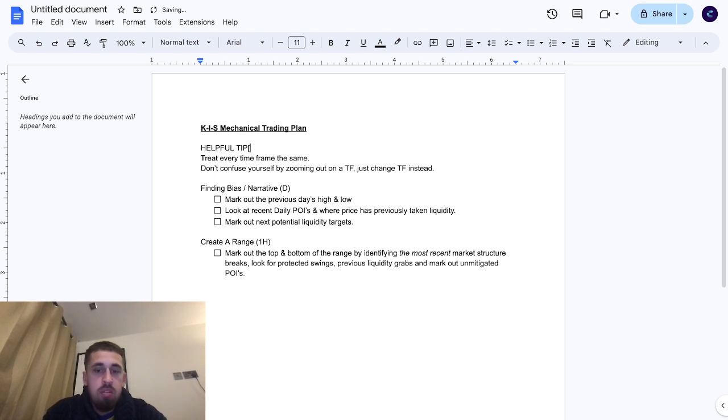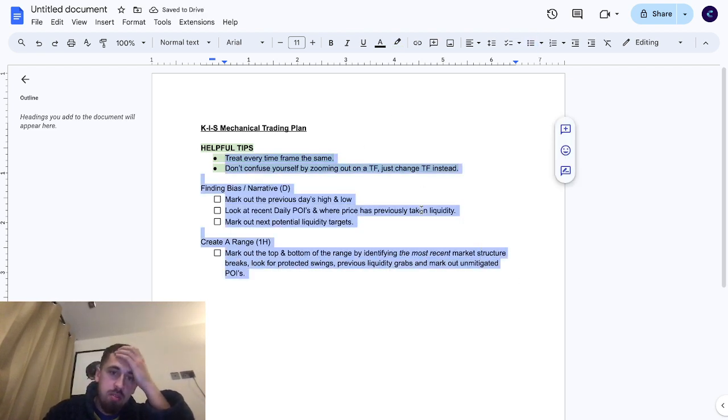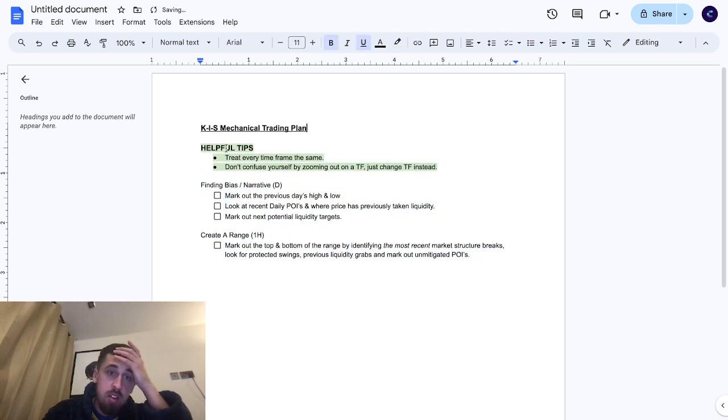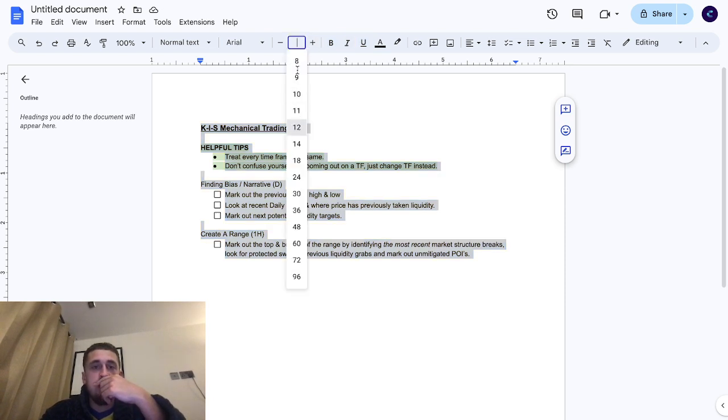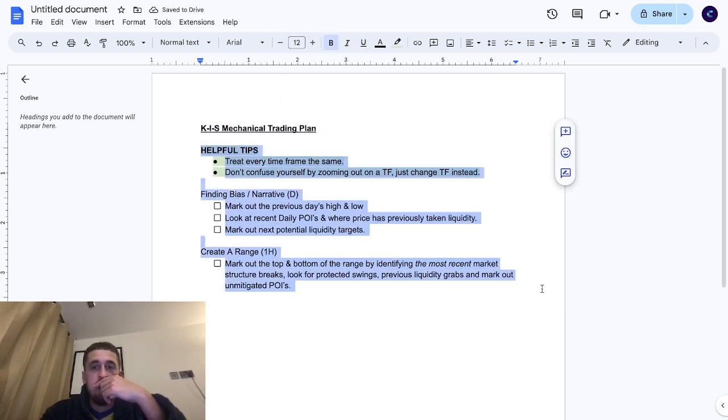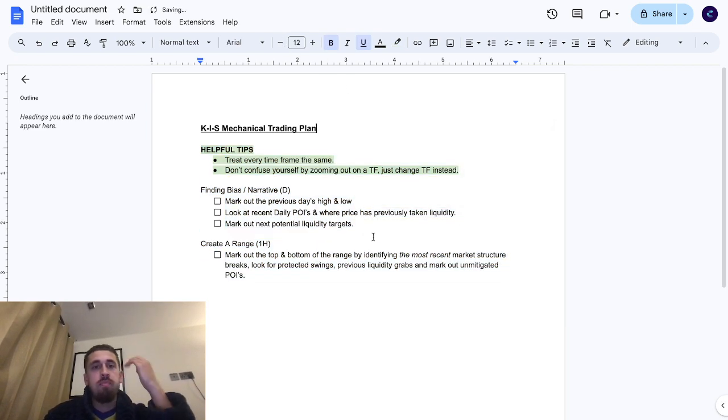Helpful tips. Let's just put them in green, shall we? Some helpful tips. There we go. I want to make this all smaller as well. Actually, no, sorry. I'm going to make that all smaller now. There we go.